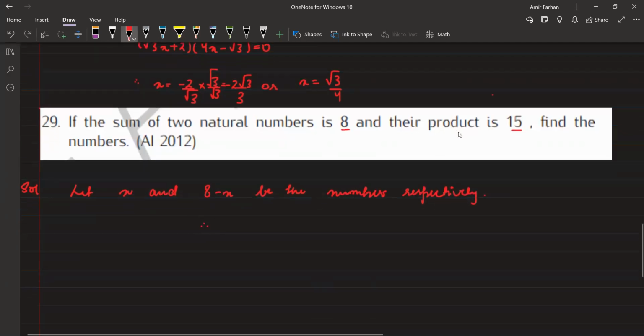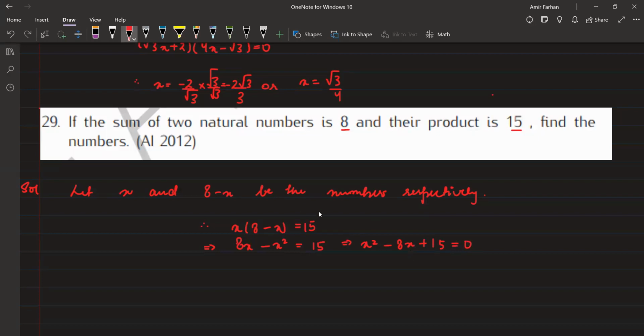So this question is saying that the product is 15. So x into 8 minus x will be equal to 15. Clear? So 8x minus x square is equal to 15. So taking all the variables on one side, so x square is negative, so I'm taking on the right hand side to get it positive. x square minus 8x plus 15 is equal to 0. Clear, yes or no?